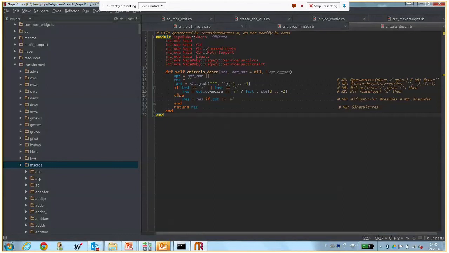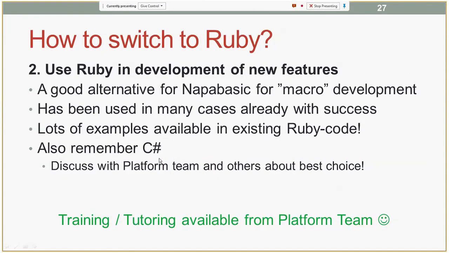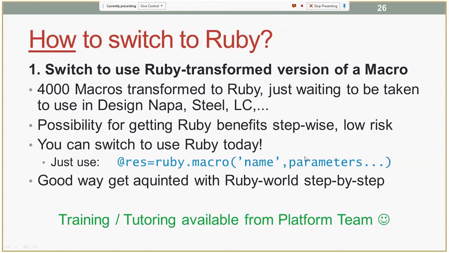This is a very simple, short example, but instead of running the criteria description with AI run as a NapaBasic macro, it can be run with the statement ruby.macro with the name and parameters. Very simple switch. And, I mean, in principle we could do this automatically. We could mass transform to use this. But of course, we would think that would be risky.